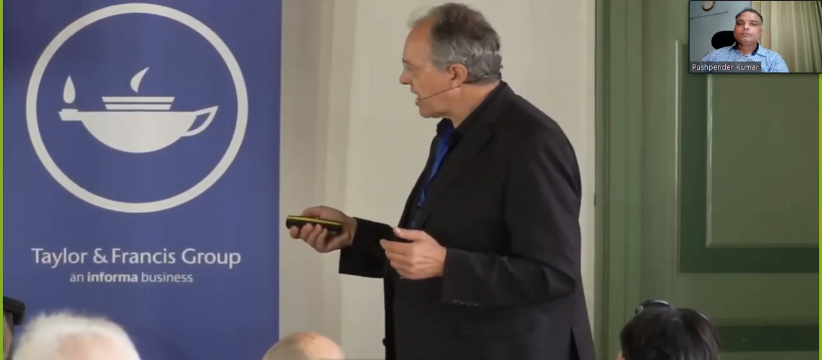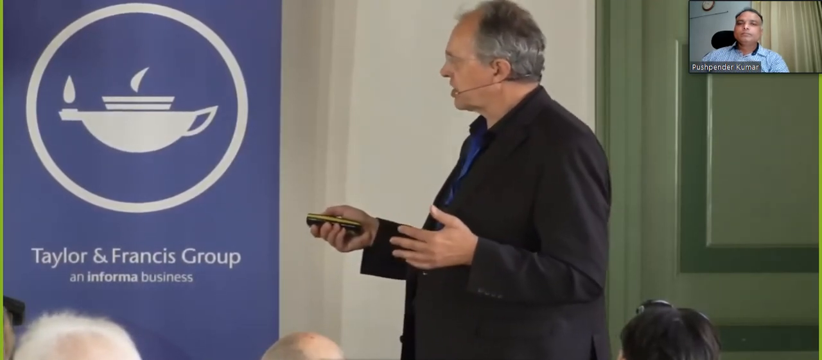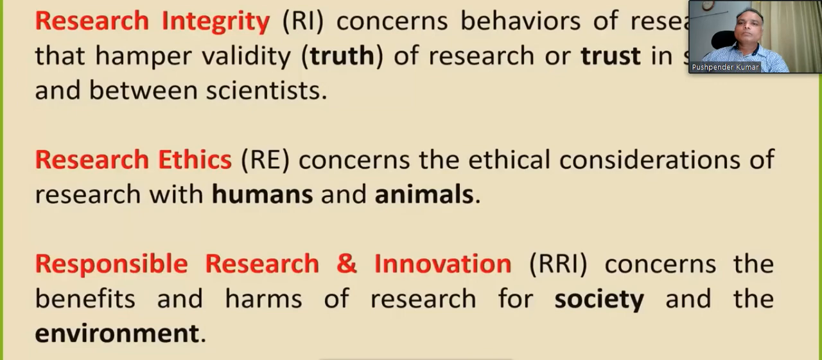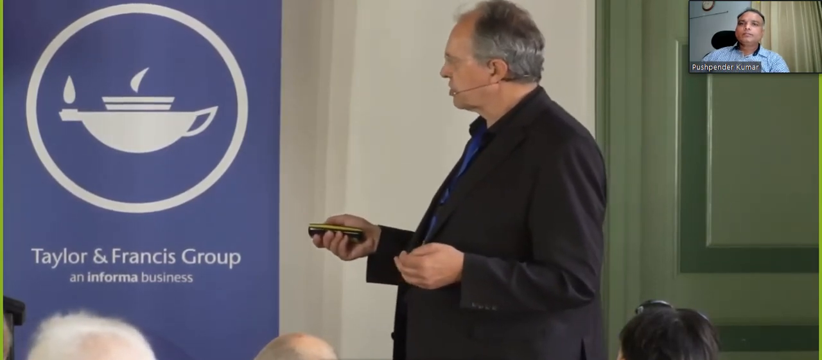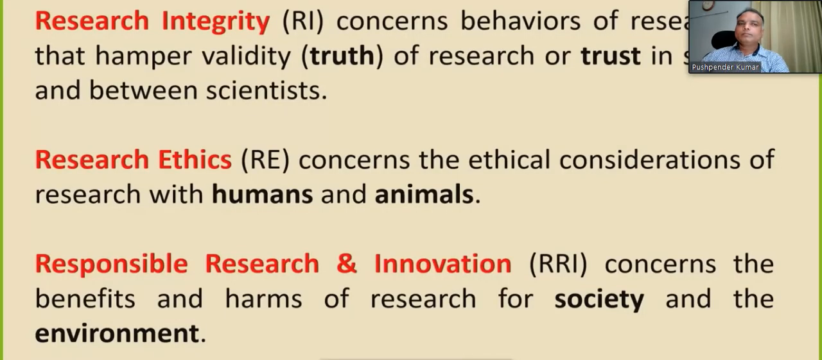And research ethics is everything that concerns the ethical consideration about research with humans and animals. In most countries we have laws for that. In most countries we don't have laws for research integrity. And then there is the domain of the societal relevance of research, and that concerns the benefits and the harms for society and also for the environment, of course.